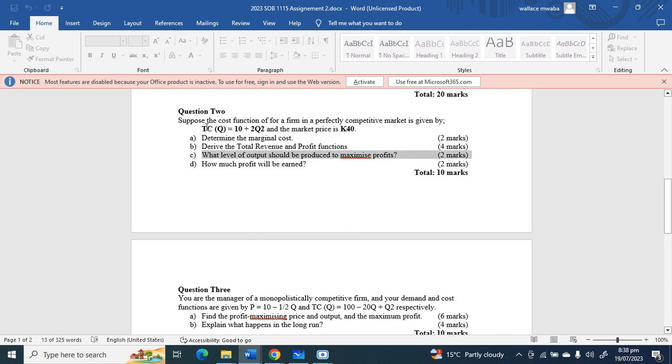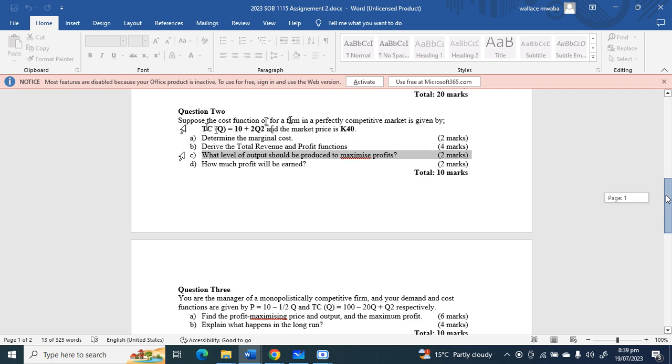Question 2. Suppose the cost function of a firm in a perfectly competitive market is given by TC equals 10 plus 2Q squared, and the market price is 40 kwacha. Okay, maybe we can talk about perfect competition. This is the first market structure.